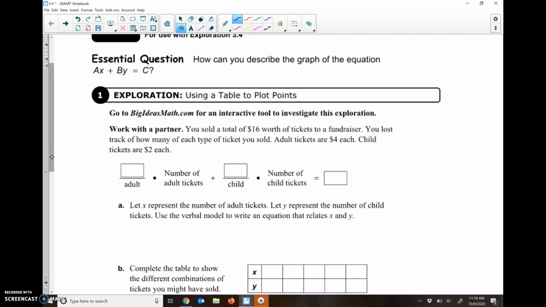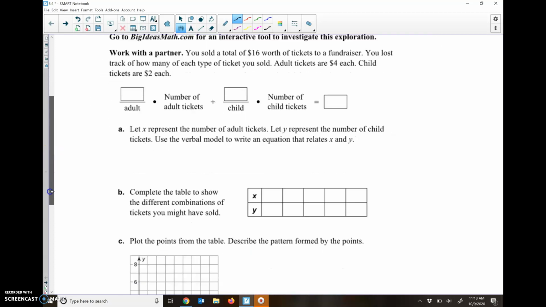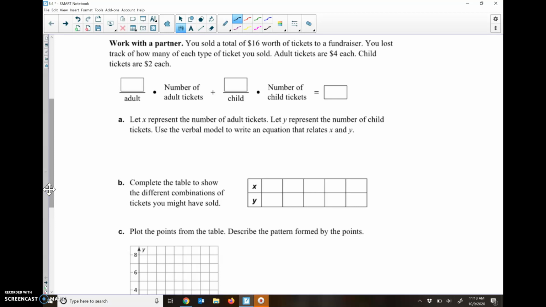So let's look at a problem here before we start graphing and see why the graph looks like it does. You sold a total of $16 worth of tickets for a fundraiser. You lost track of how many of each type of ticket you sold. Adult tickets were $4 each, and children's tickets were $2 each. So I know it's $4 for an adult ticket, but I don't know how many tickets I sold. And I know it's $2 for a child's ticket, but I don't know how many I sold. And we know that we sold $16 worth. So we'll call this X and this Y.